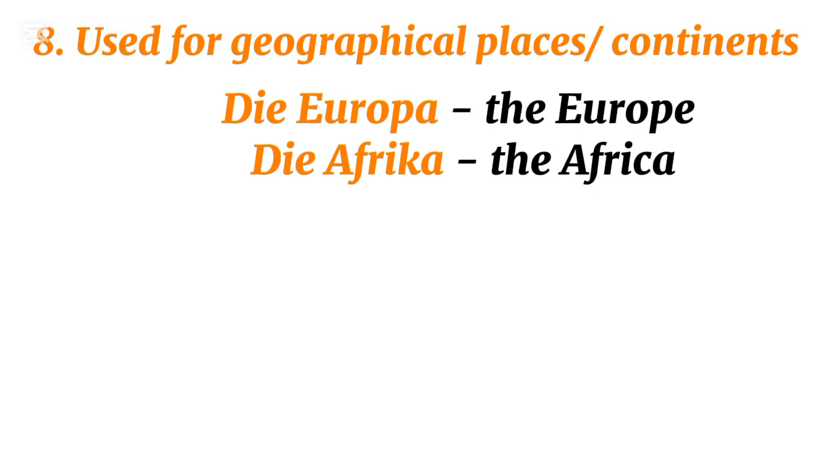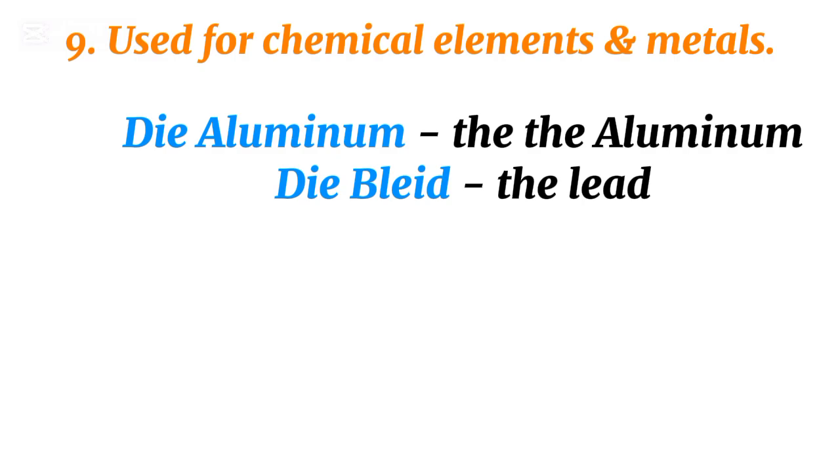Then we have chemical elements and metals. All chemical elements and metals. As you can remember, in high school we used to learn all these elements and metals. I don't know if it was in Form 2 but in high school we used to learn all these. For example, aluminium, lead, all these they are given a D article. Okay.